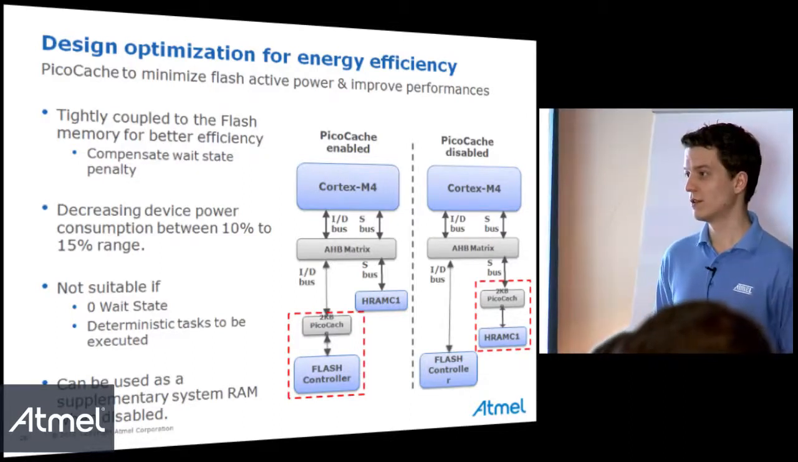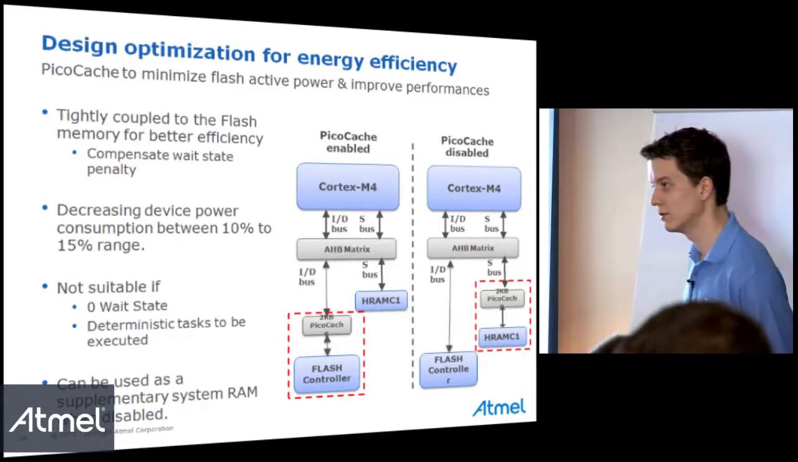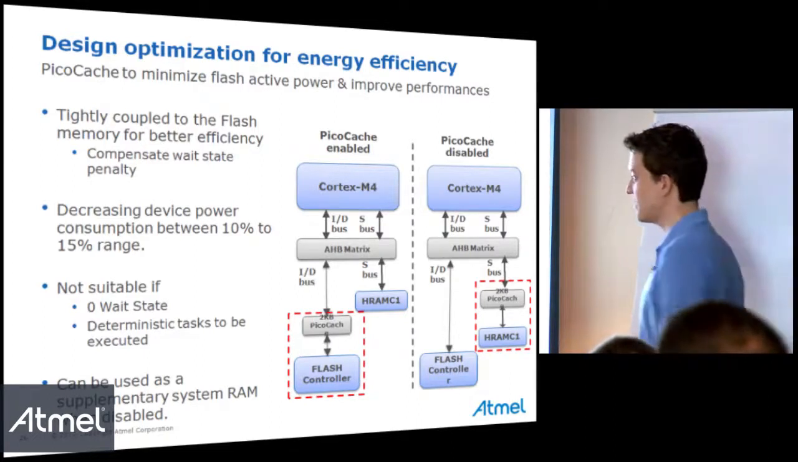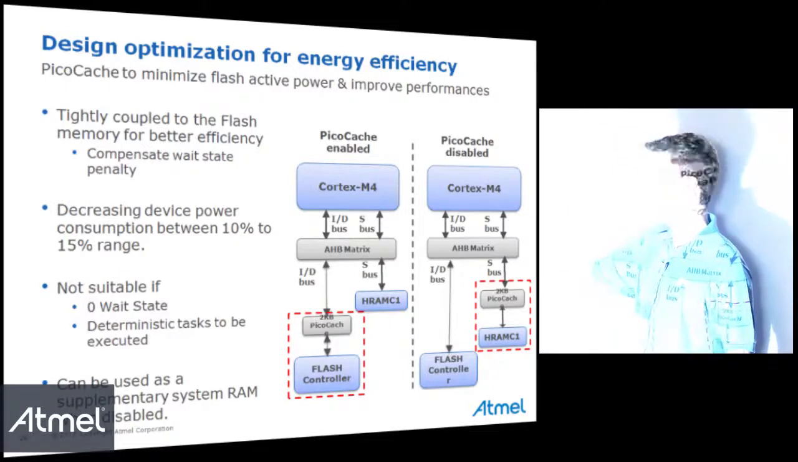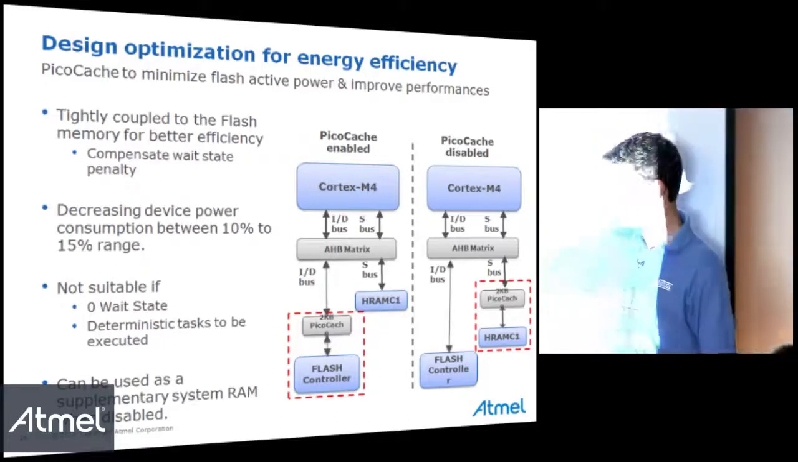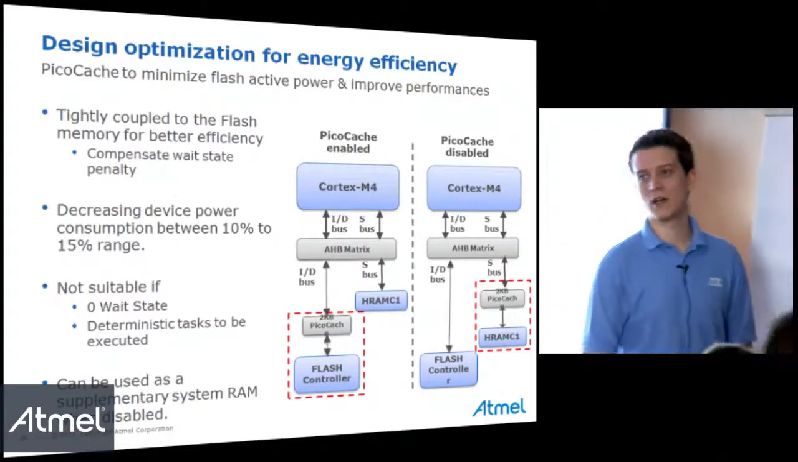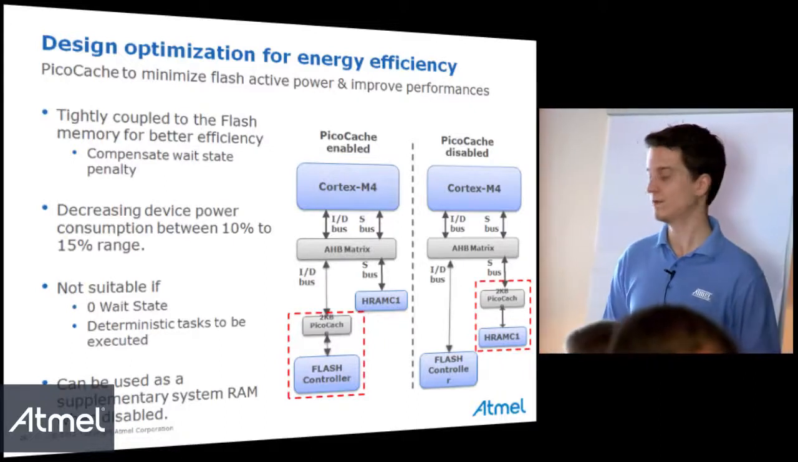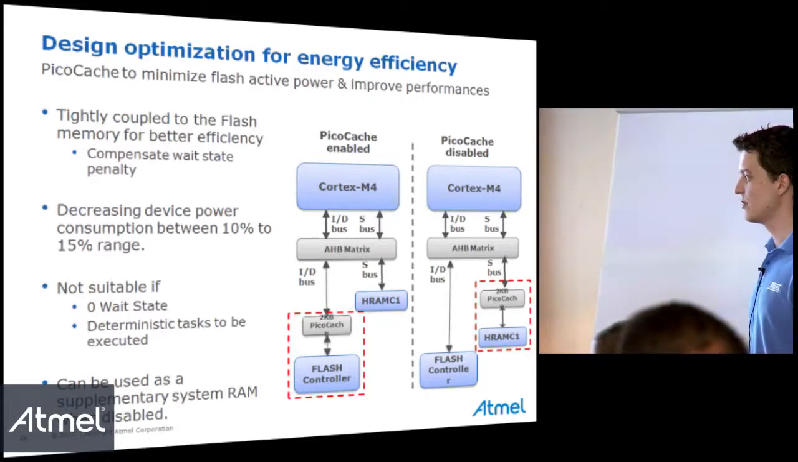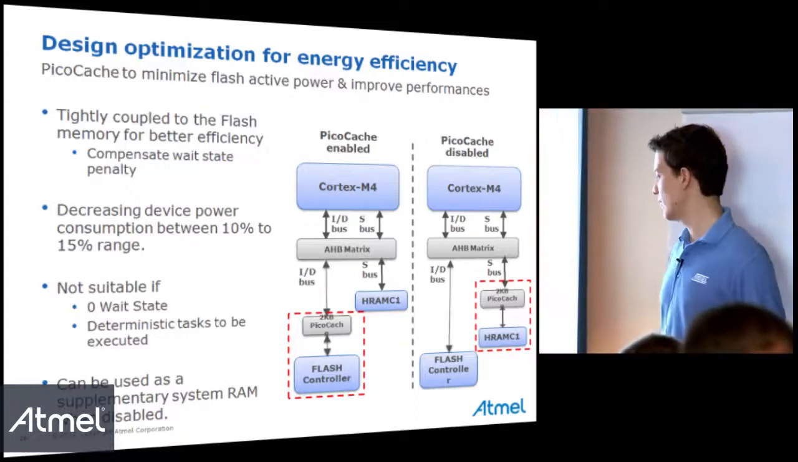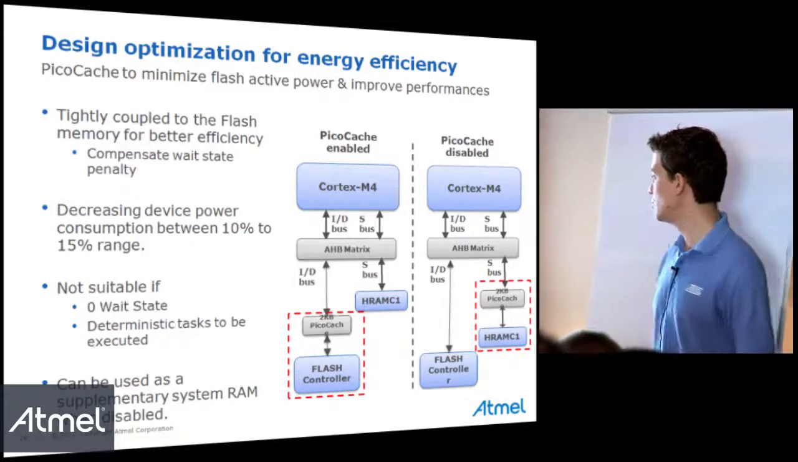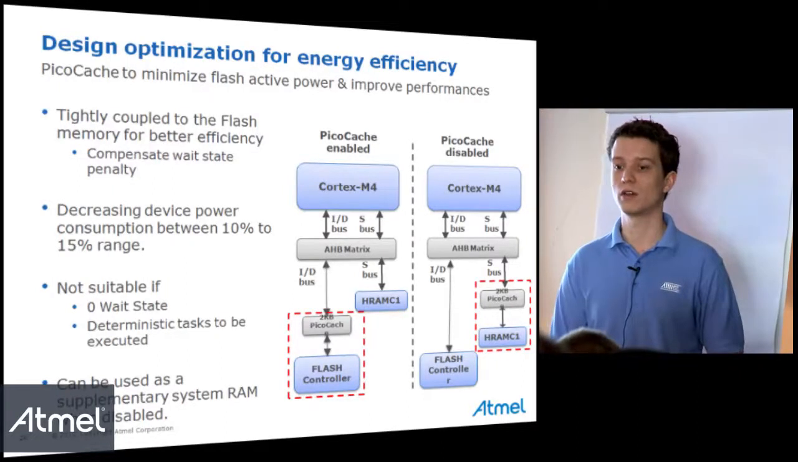Just a question: if you want to have lower power consumption, then you should also use it. Yes, that's a good question, because I said that it's not suitable, but only for performance. If you want to reduce power consumption and you don't care about performance, yes, you can use the cache below 24 megahertz. When it is disabled, the Pico cache is used as a supplementary add-on to the RAM, so you have 2 KB more as RAM.